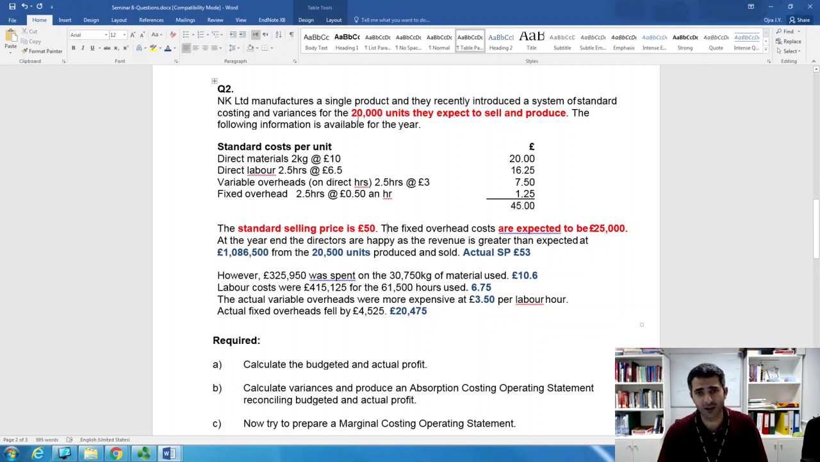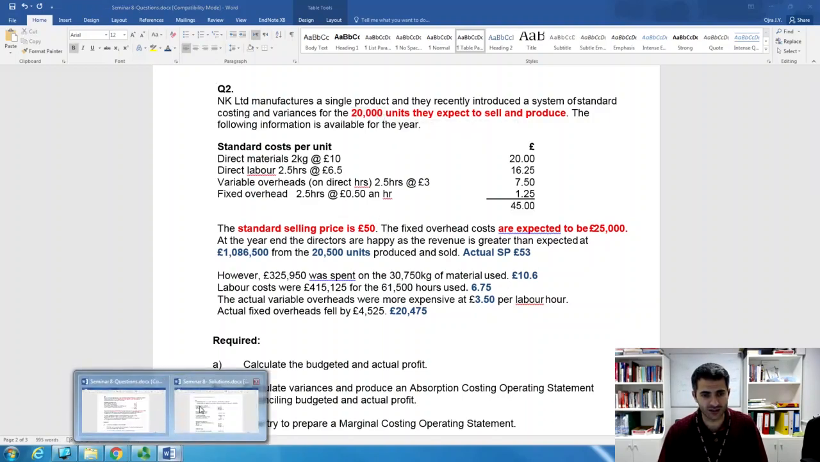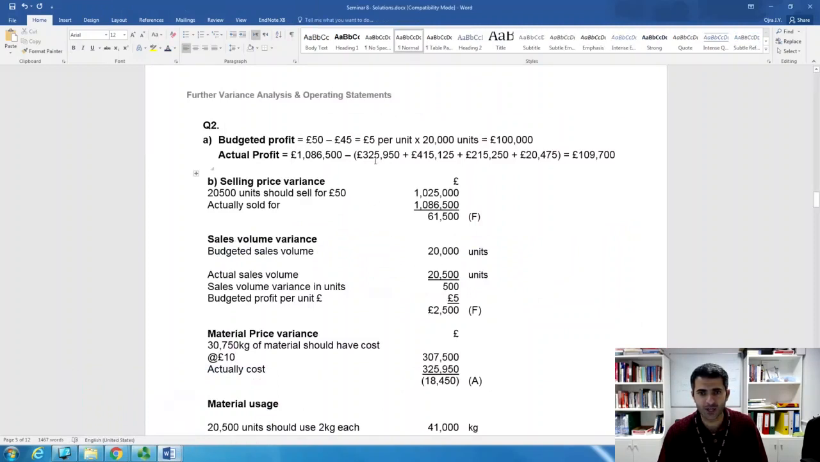And if you multiply by the number of budgeted units, 20,000 units, you should be able to find the budgeted profit. Let's have a look at the answers. So if you look here, you will see, yeah, that's right. You will see £50 minus £45 equals £5.